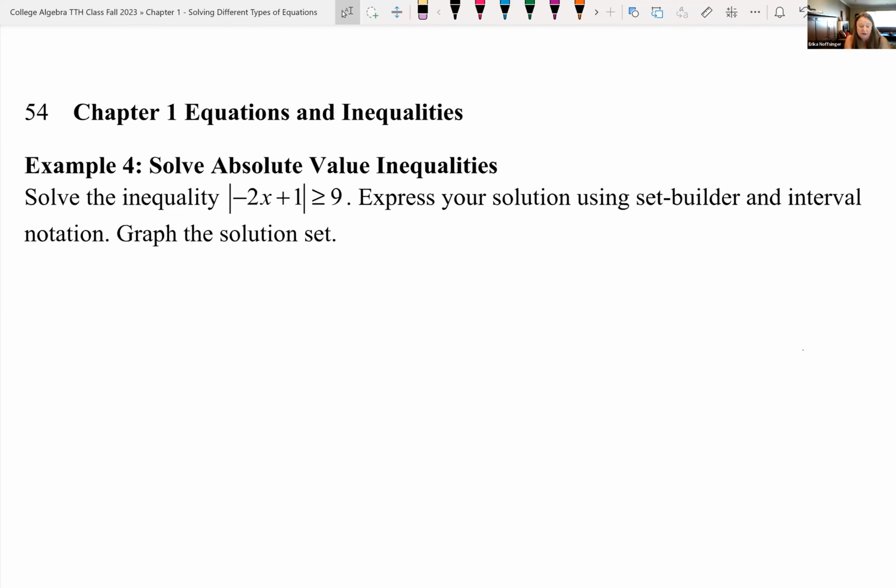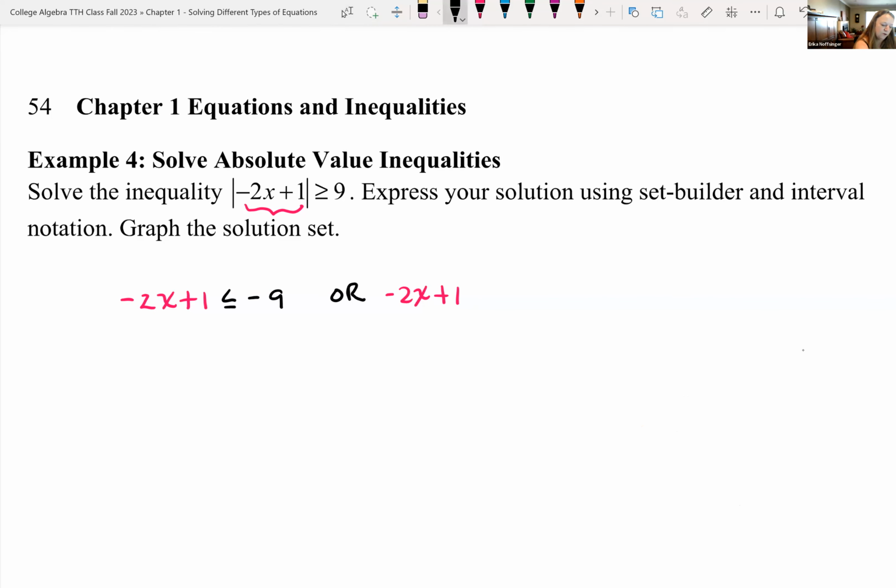Okay, it's a greater than or equal to, so I'm going to rewrite it as two separate inequalities. We're going to take what's inside the absolute value, which is -2x + 1, and this is going to be less than or equal to the negative of the other side, -9. Or we're going to take what's inside the absolute value, -2x + 1, and we know that this has to be greater than or equal to 9.